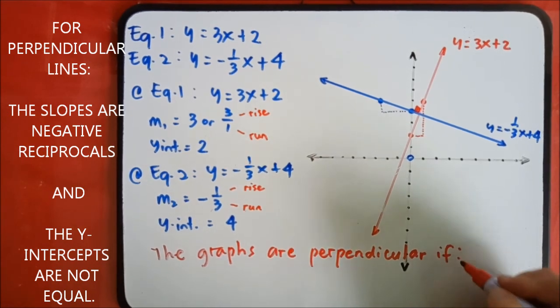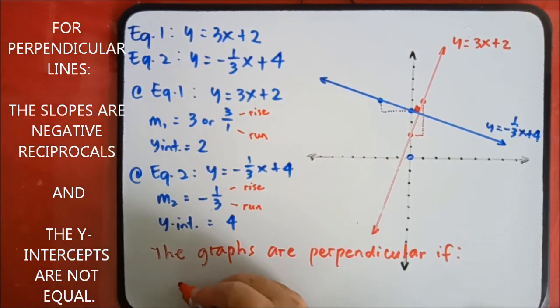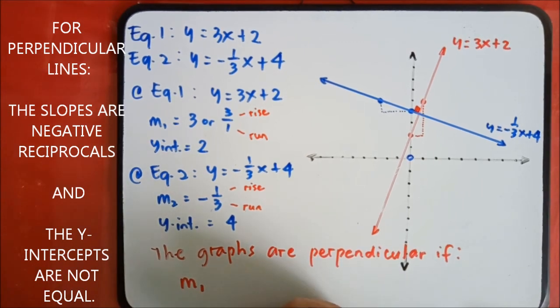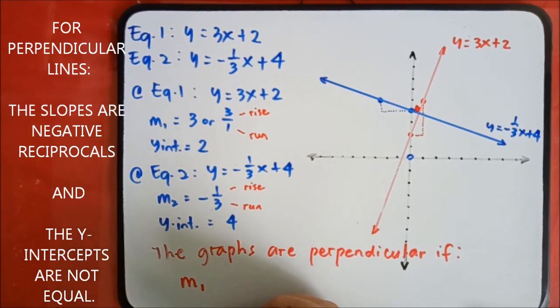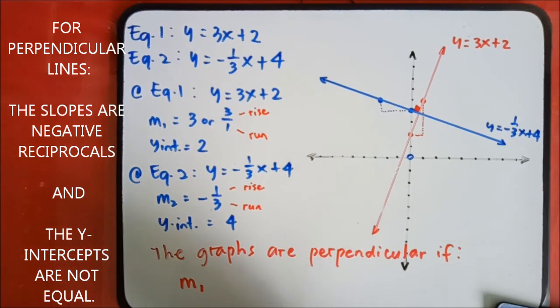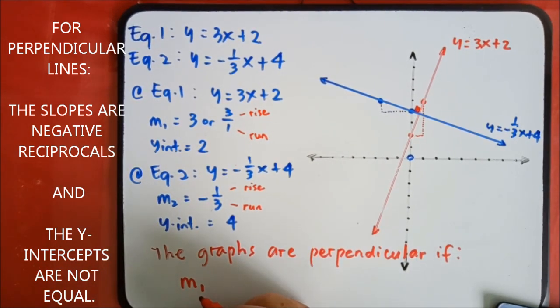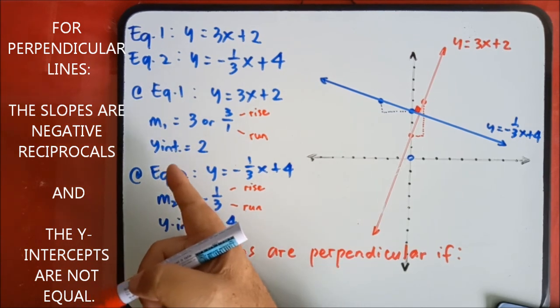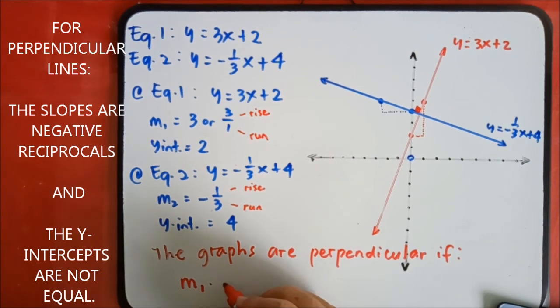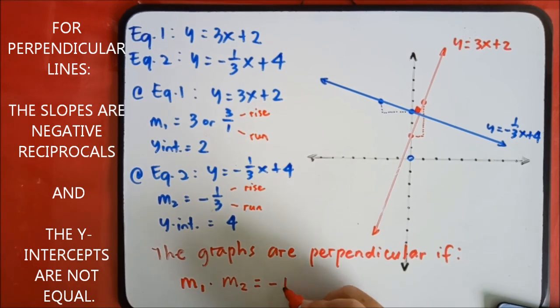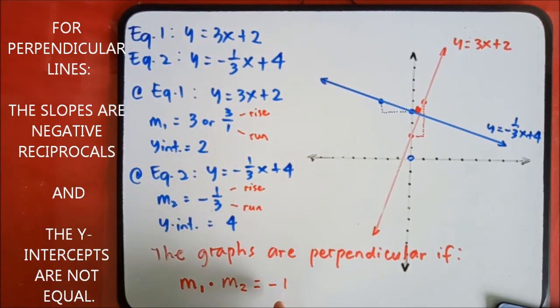Anong napansin nyo ngayon? Okay. Slope m sub 1 is a negative reciprocal of m sub 2. Ibig sabihin, kapag i-multiply mo ang m sub 1 at saka m sub 2, magiging negative 1. They are negative reciprocal. Okay, ano pang napansin niyo?